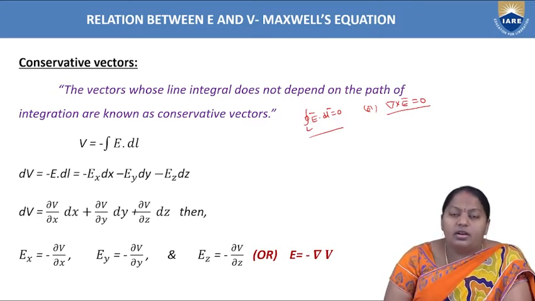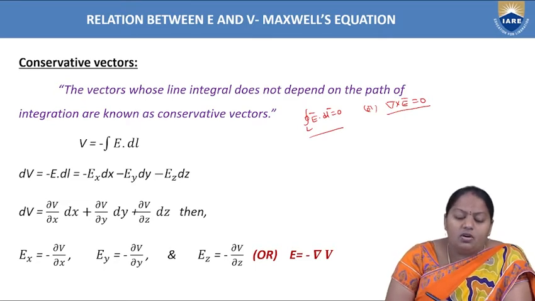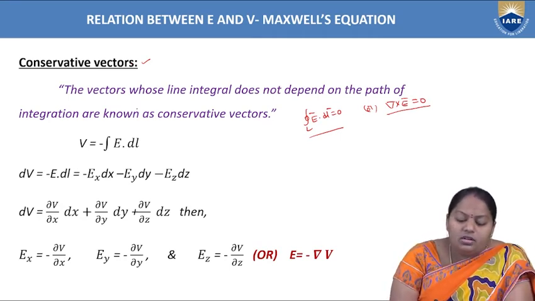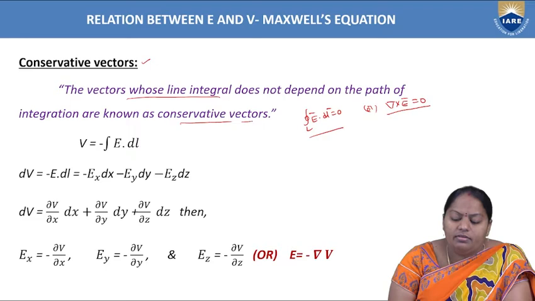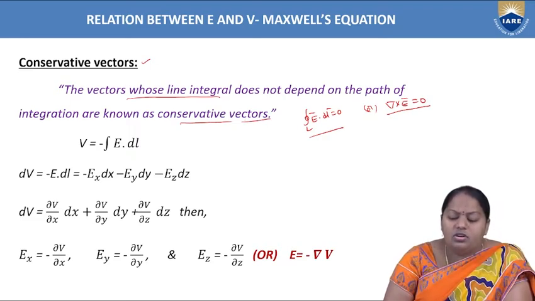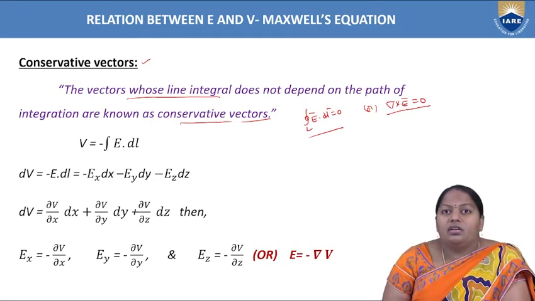Now, in order to get the relation between E and V, we have to consider a term called conservative vector. What do we mean by the conservative nature of a vector? Vectors whose line integral does not depend on the path of integration are known as conservative vectors. That is, the line integral is independent of the path taken. Hence, these vectors are said to be conservative vectors.